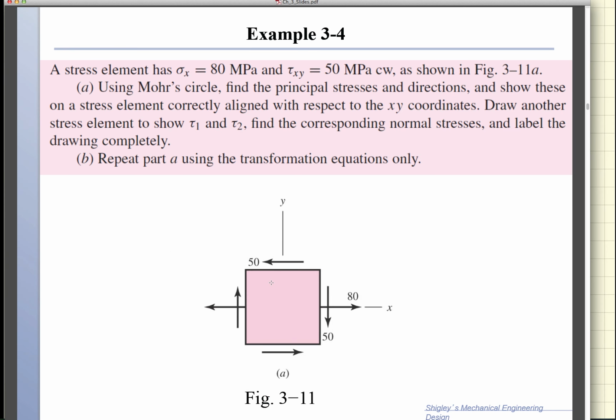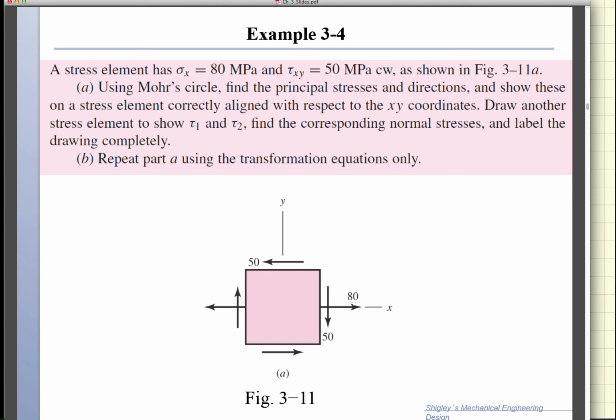So in this example, the element has sigma x equals 80 and no sigma y. So sigma y is 0. And it has a shear of 50 clockwise. 50 clockwise means it's going down. And going down on the right face means negative, because it is going into the negative y direction while it's on a positive x face. That's the convention that we have. So this is a negative 50.